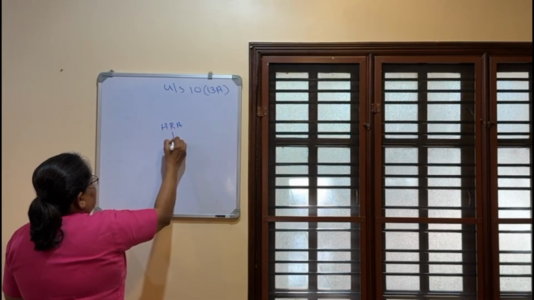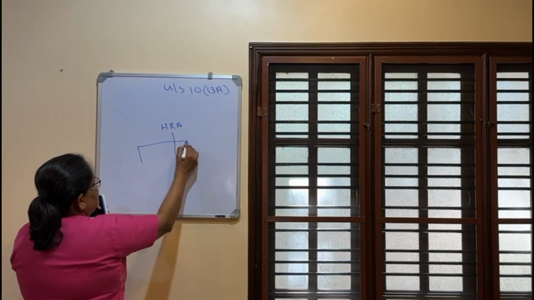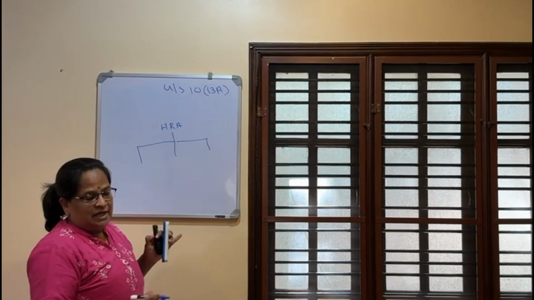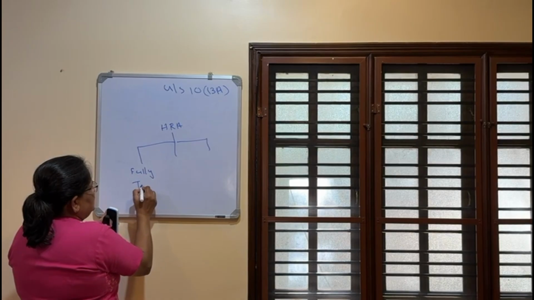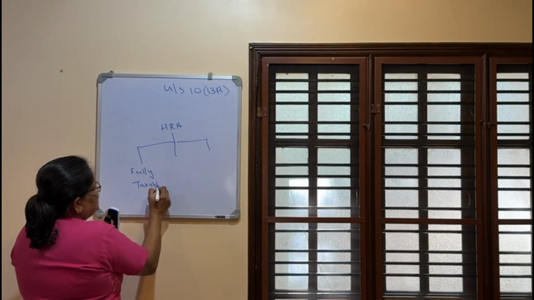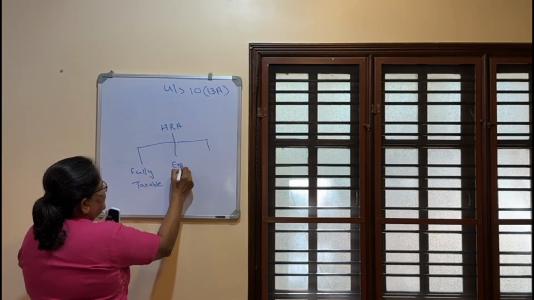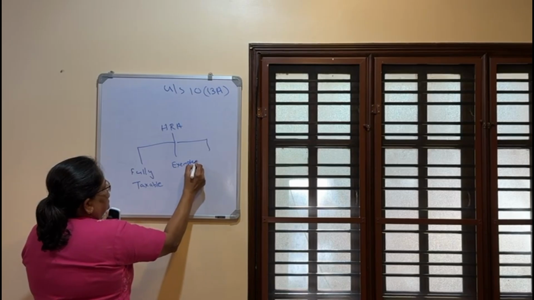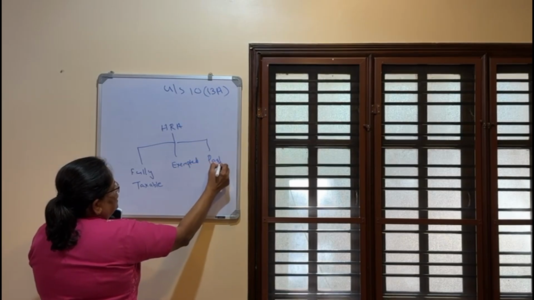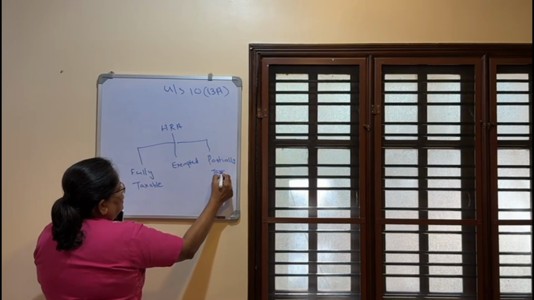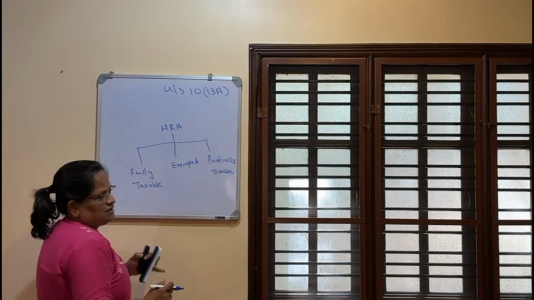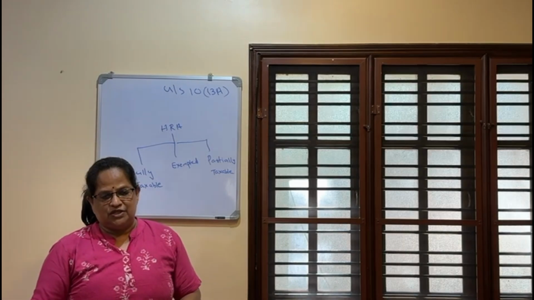Three divisions. One is HRA fully taxable. HRA exempted. HRA partially taxable. So these three classifications.